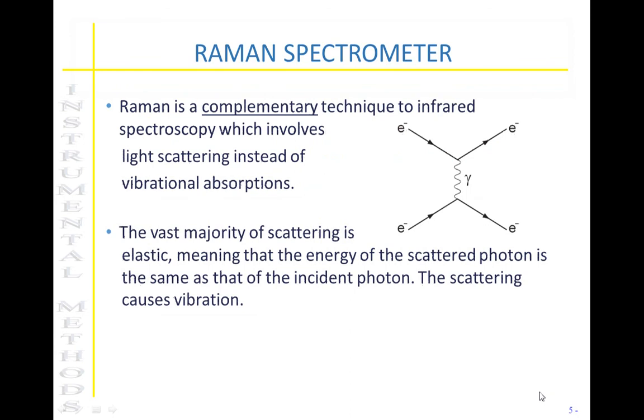A Raman spectrometer is a complementary technique to infrared spectroscopy. Raman involves light scattering instead of absorption through the vibrational movements. So the vast majority of scattering is elastic, meaning that the energy of the scattered photon is the same as that of the incident photon. So the scattering also causes a vibration that is going to be very unique to that compound.